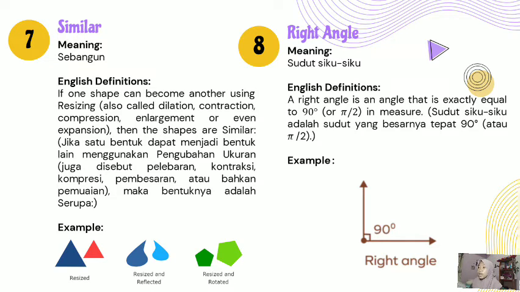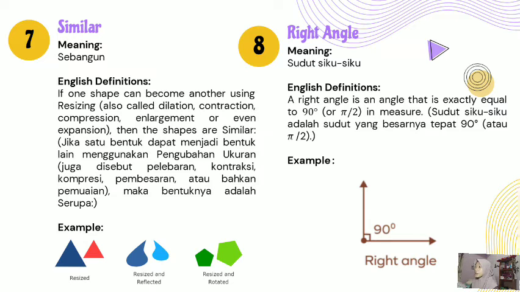Number 7, similar. Meaning is sebangun. English definition: if one shape can become another using a dilation, contraction, compression, enlargement, or even expansion, then the shapes are similar. Example for the picture.